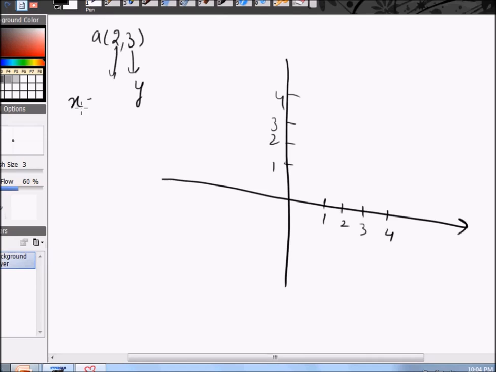Here 2 means the location of 2 on x-axis, which is this. This axis is known as x-axis, whereas this axis is y-axis. Now locate 2 on this axis and make a perpendicular from this axis. Similarly, for 3, locate 3 on y-axis and make perpendicular on y-axis. The point of intersection is the required point.